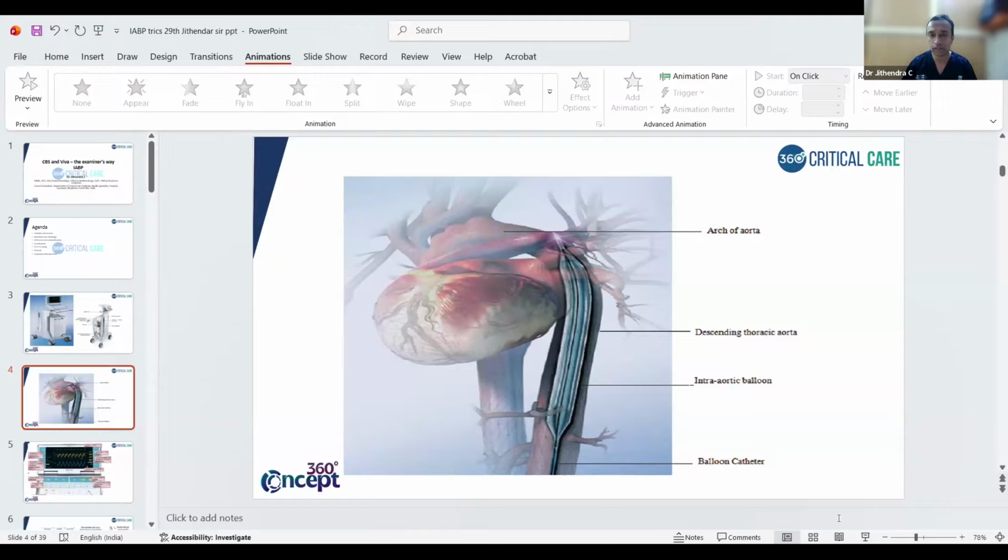So this is how it looks in real time. This is the arch of the aorta, and the descending aorta where your balloon is.